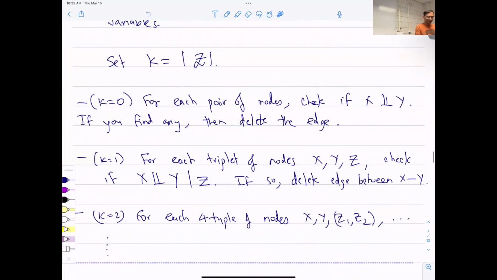Then set K equal to 1. For each triplet of nodes X, Y, and Z, check if X and Y are conditionally independent given Z, meaning I scan over all sets of cardinality 1. If so, delete the edge between X and Y, and iterate.